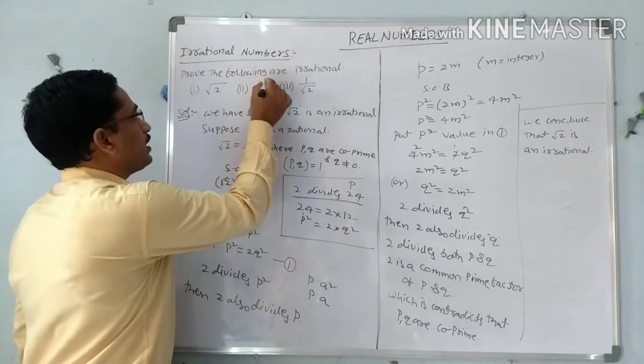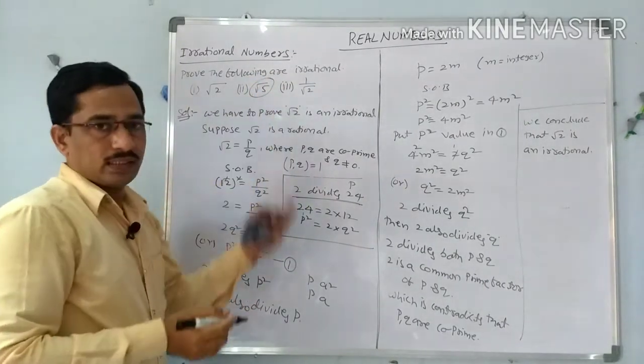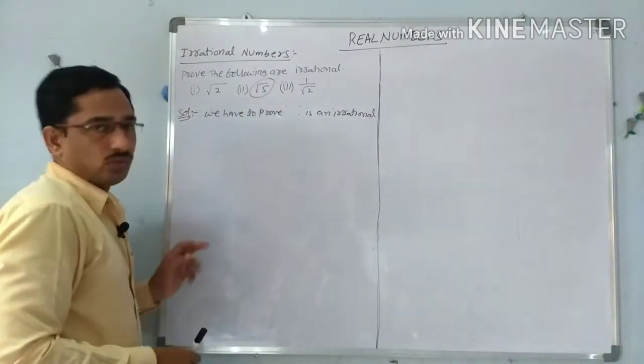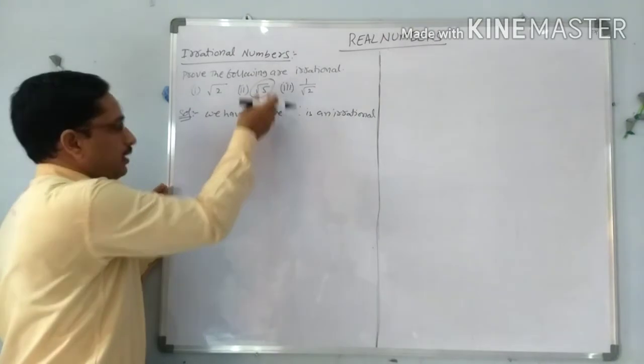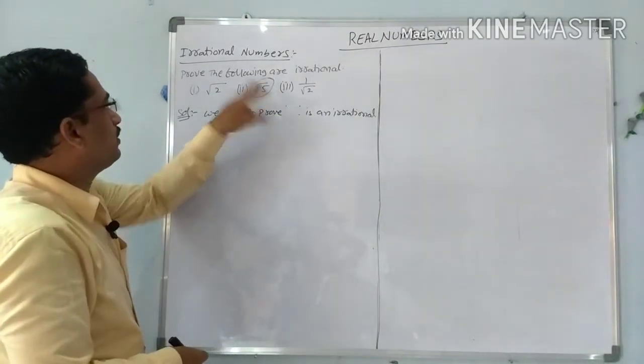In the same way we can prove root 5 is irrational. In place of 2, replace 5. We can solve root 5 also in the same model as root 2. Just replace 2 with 5 and write the same statements, with the necessary values where required.